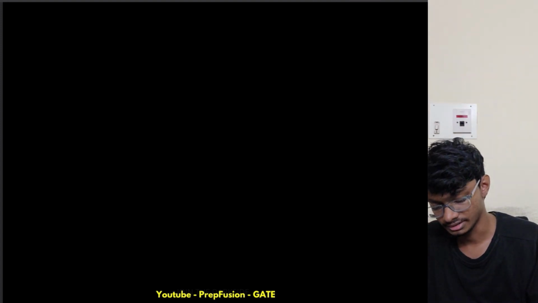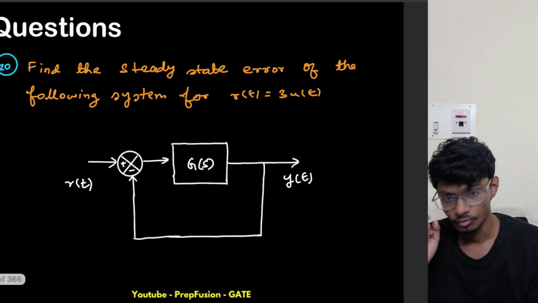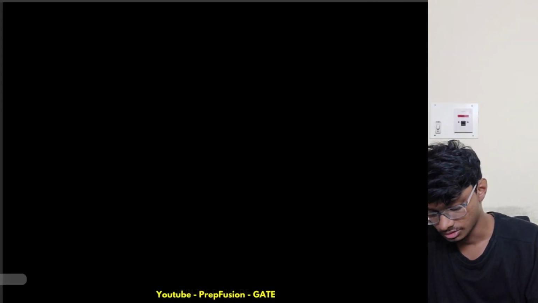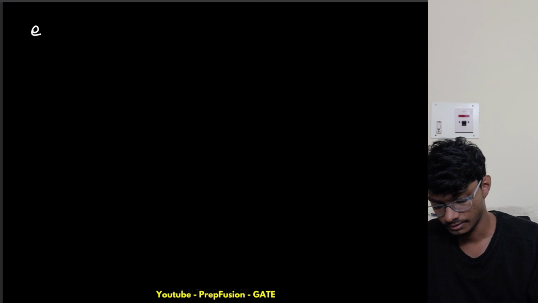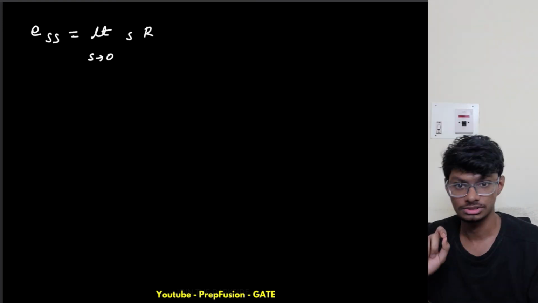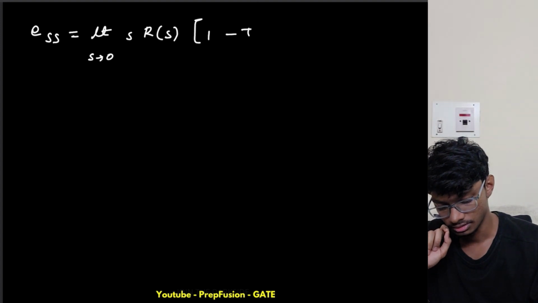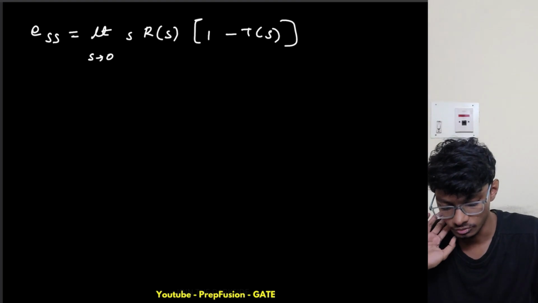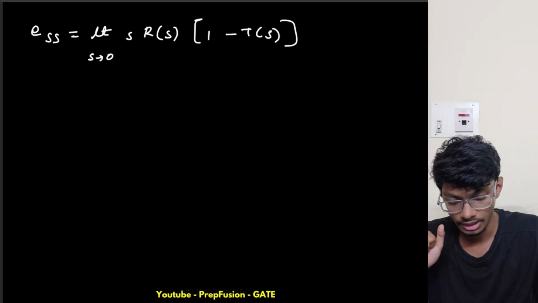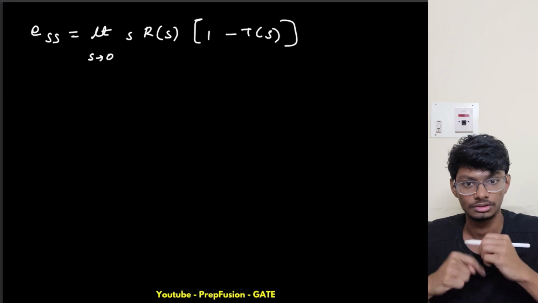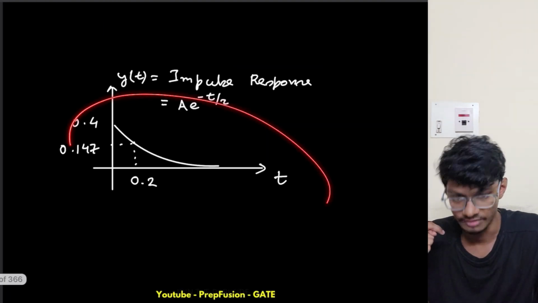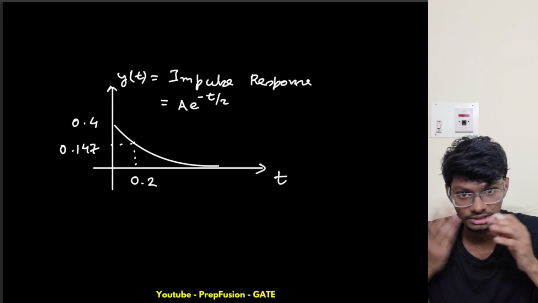So what is my error for this simple unity feedback system? My steady state error e_ss equals limit s tending to 0 of s R of s into 1 minus T of s. I just use the simple formula, because I need to know the input, which I know, and the transfer function, which is given here. I just take the Laplace transform of this one to get a transfer function.